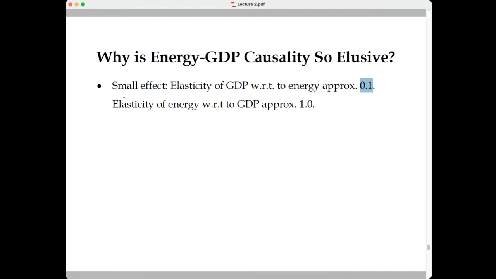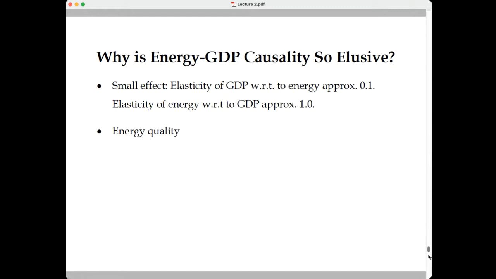On the other hand, the effect of income or GDP on energy use is somewhere around 1 to 1, perhaps. Maybe it's 0.8. Maybe 0.8 reflects the average of these two, some sort of weighted average of these two numbers. But it's quite large, so it's not surprising it's easier to find that effect than to find the effect of energy on GDP. I don't think it necessarily means that the effect of energy on GDP is just not there at all.